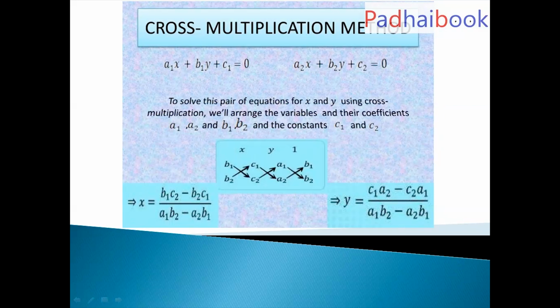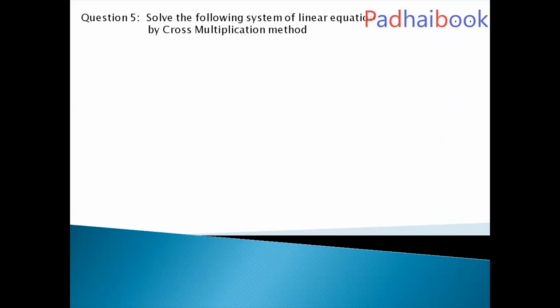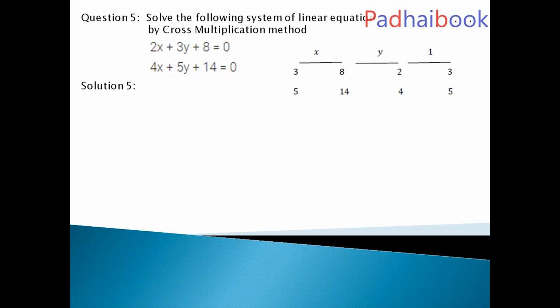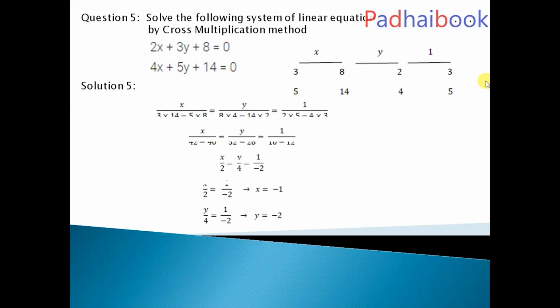So let's take a question based on the cross multiplication method. Here I have the question. You have to solve 2x plus 3y plus 8 equal to 0, 4x plus 5y plus 14 equal to 0. My first step is to arrange in this form x, y, 1. First I have written the coefficients of y, then the constant term, then the coefficient of x and then the coefficient of y again.